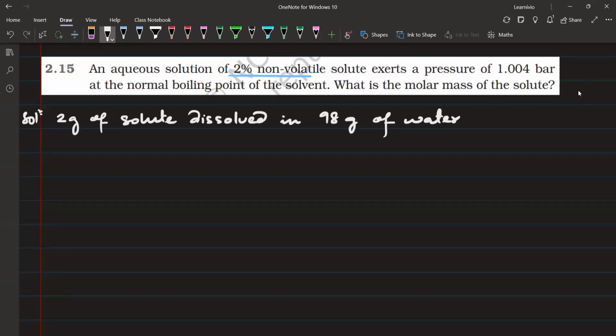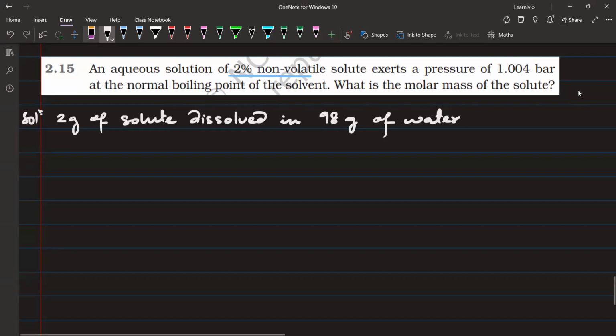Because we are going to deal with the mole fraction, the solute and solvent have been treated individually. We don't need the solution component in the mole fraction. That's why I'm taking solvent right now. Another translation will be the 2 gram of solute dissolved in 100 gram of solution. And why 98 gram of water? Because it is an aqueous solution.